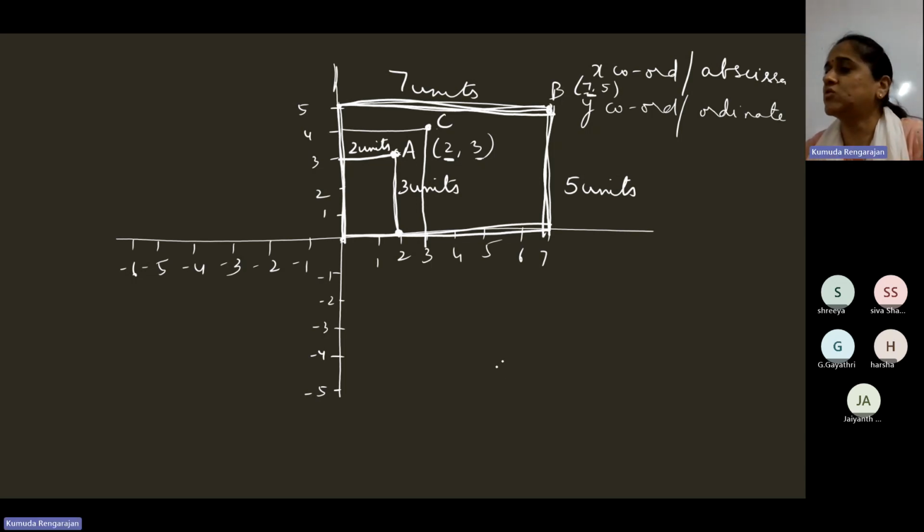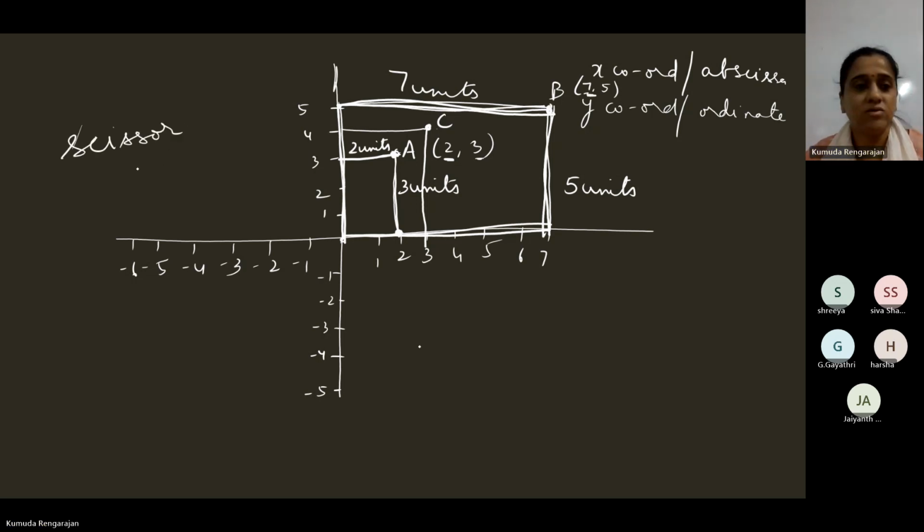Okay, so the first number is called the x-coordinate or abscissa. The second number is called the y-coordinate or ordinate. X-coordinate or abscissa, y-coordinate or ordinate. So how do you spell abscissa? Like you spell scissor, S-C-I-S-S-O-R. So like that, S-C-I-S-S-A, abscissa. Okay?